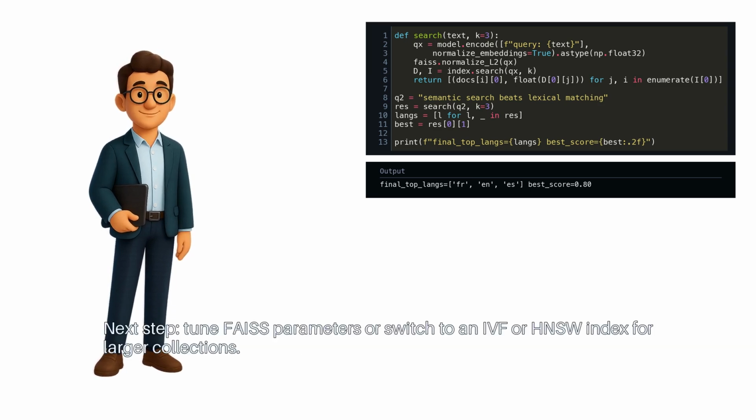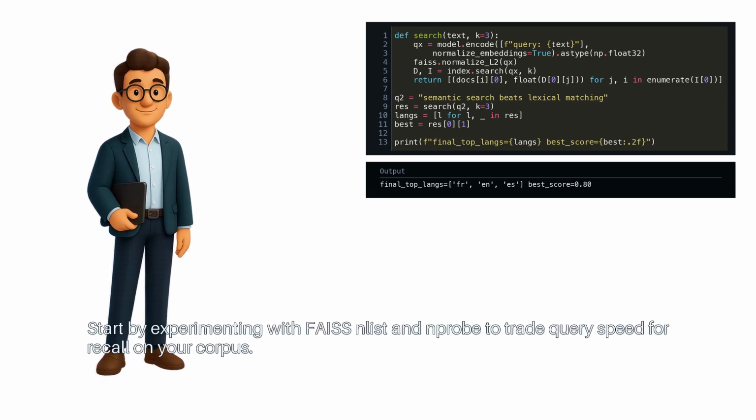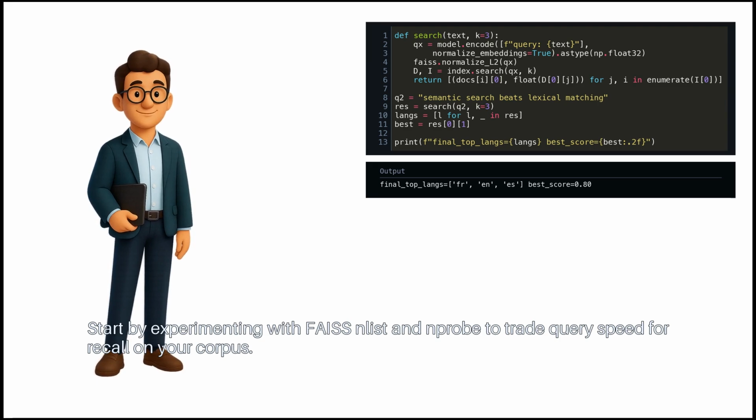Next step: tune FAISS parameters, or switch to an IVF or HNSW index for larger collections. Start by experimenting with FAISS nlist and nprobe to trade query speed for recall on your corpus.